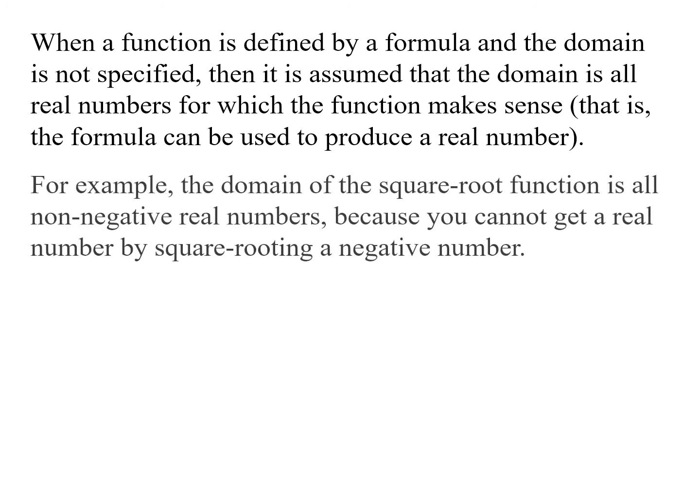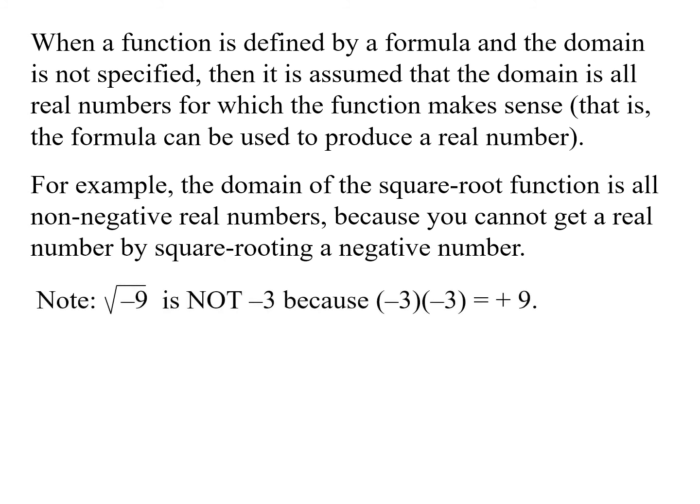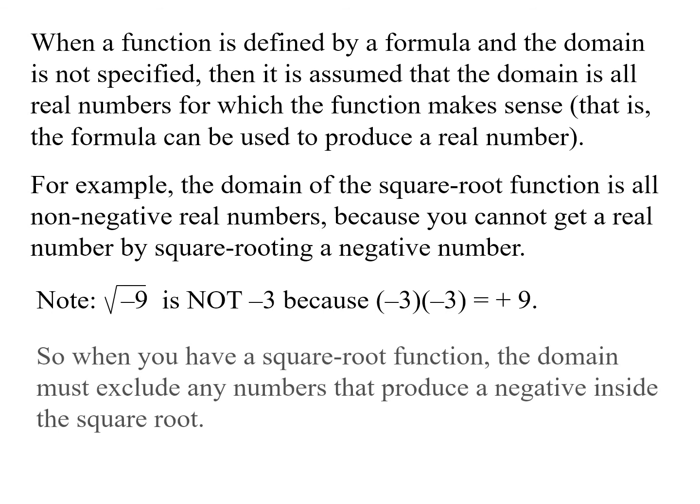For example, the domain of the square root function is all non-negative real numbers because you cannot get a real number by square rooting a negative number. For example, the square root of negative 9 is not negative 3 because negative 3 times negative 3 is positive 9. If we use imaginary numbers, we could call it 3i, but we're not going to use imaginary numbers at this point. So when you have a square root function, the domain must exclude any numbers that produce a negative inside the square root.